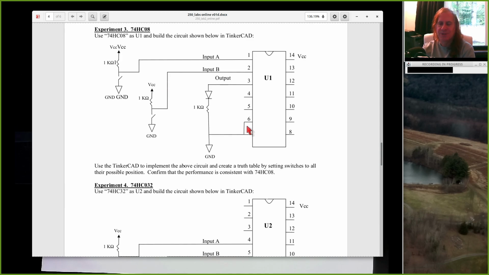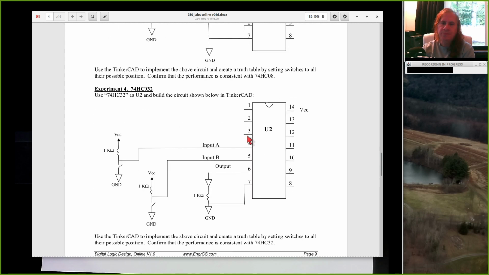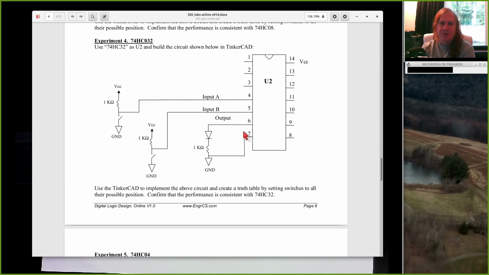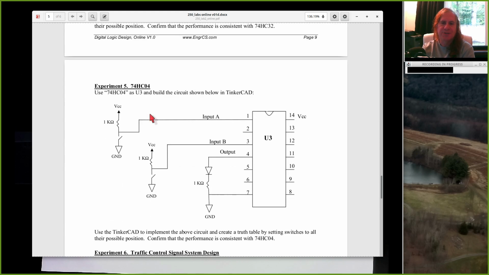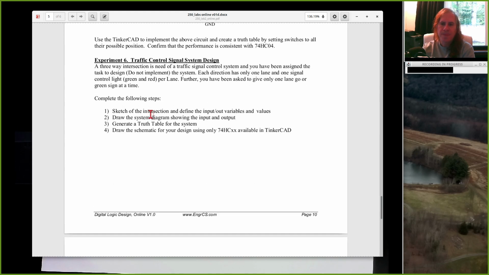Again, there's a typo in the diagram, there should not be a connection between 6 and 7. So you do these 3 experiments, with different chips in each case: a 7408, a 32, and an 04. Alright, and then experiment 6. This is the one that can tangle you up.